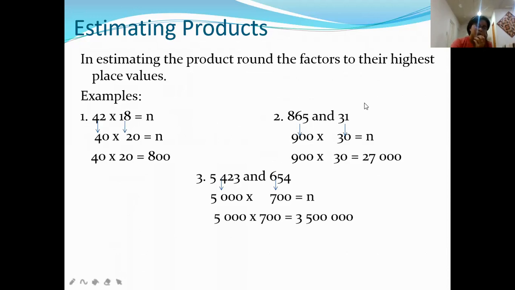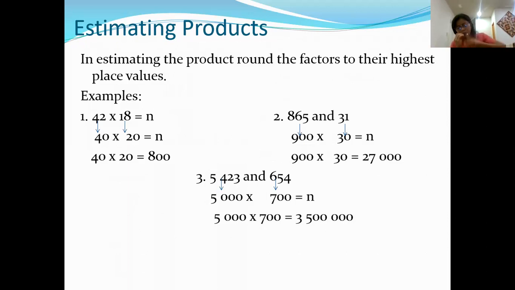42 times 18 equals n. So 42, when we round it off to the highest place value, the highest place value is 4. So 42, we are going to round off, that will become 40, right? Then times 18, we are going to round off. 1 will become 2. Why?